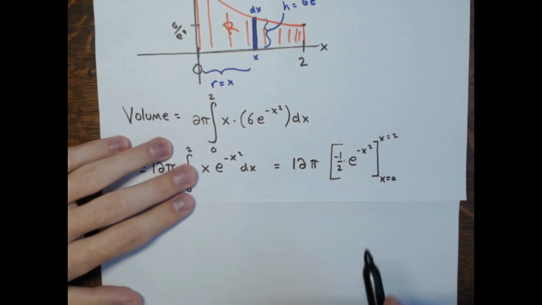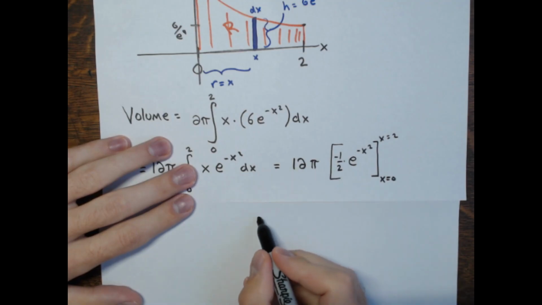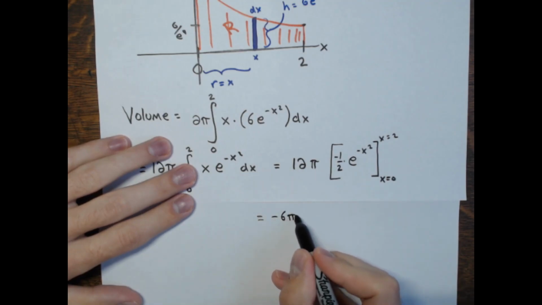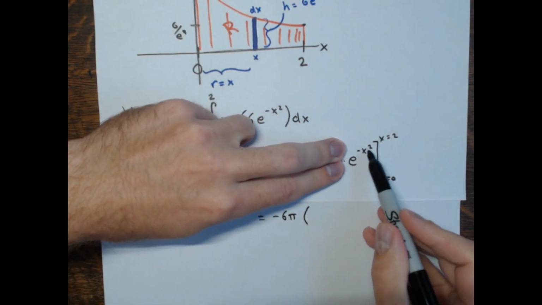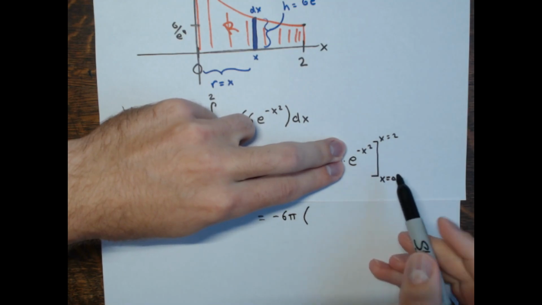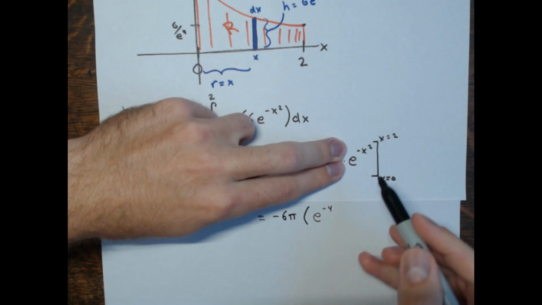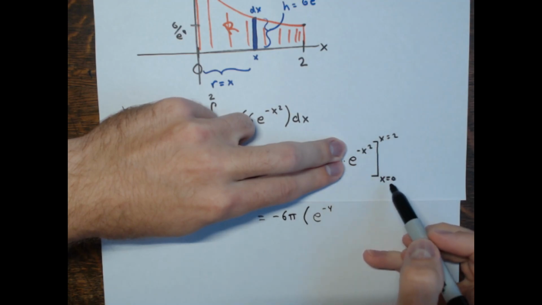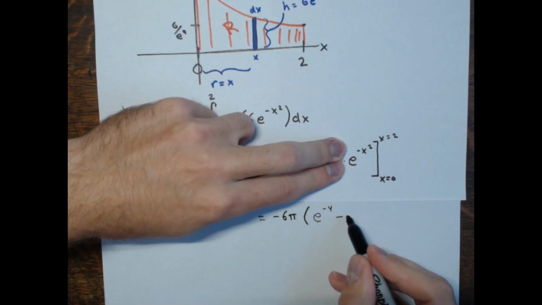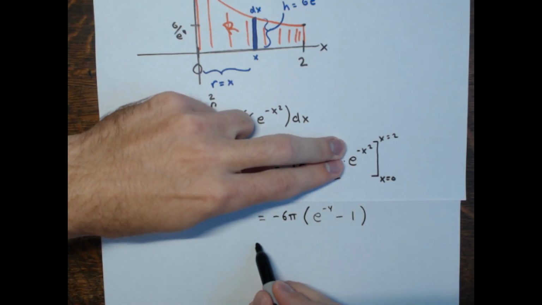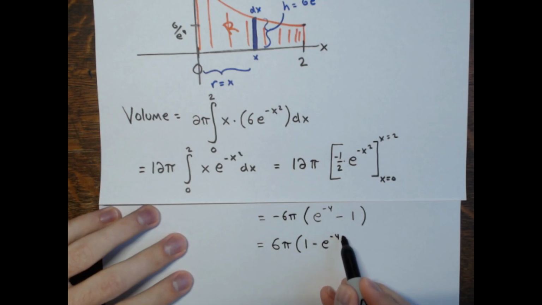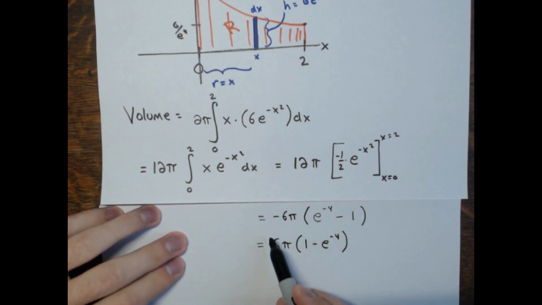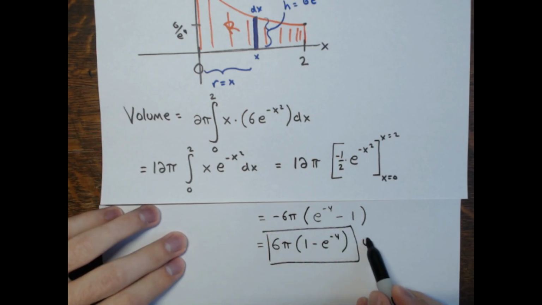All right, and then if you want, I can pull the negative half out. It's a constant multiple, so this is negative 6 pi times e to the negative fourth power minus 1. Because when x is 2, that's e to the negative fourth, and when x is 0, this is e to the 0, so minus 1. I don't like the negative in there, so let's put that negative back. So we have 6 pi times 1 minus e to the negative fourth. Now everything's nice and positive. So there you go, this would be the volume.